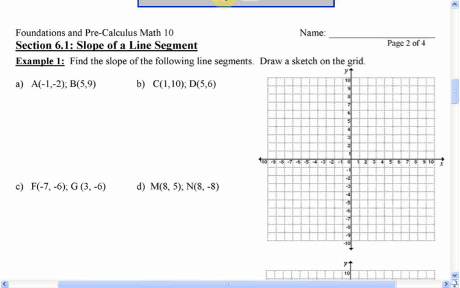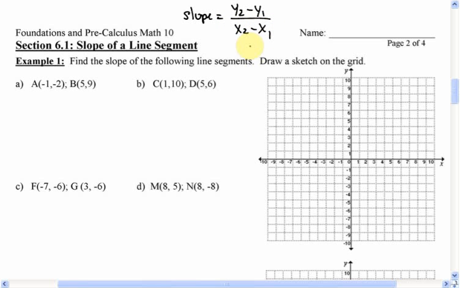I'll quickly ask you to write down the formula on the top. So sing it in your head or sing it out loud, I don't care. Slope equals y sub 2 minus y sub 1, all over x sub 2 minus x sub 1. Okay, so there's your formula.